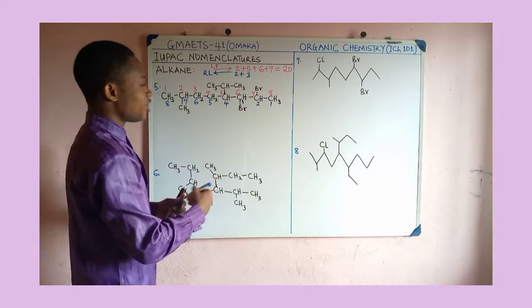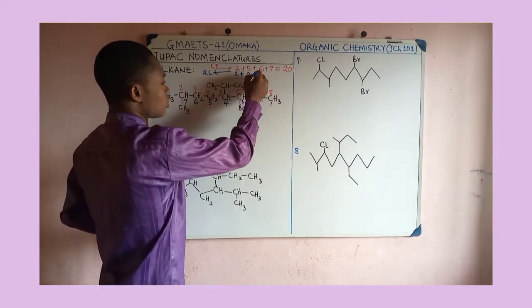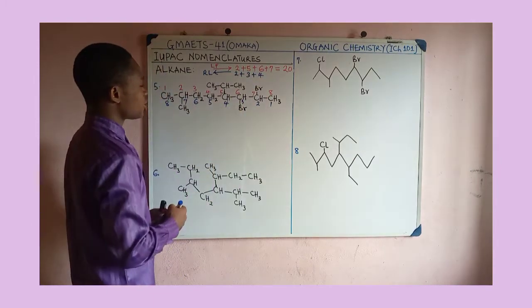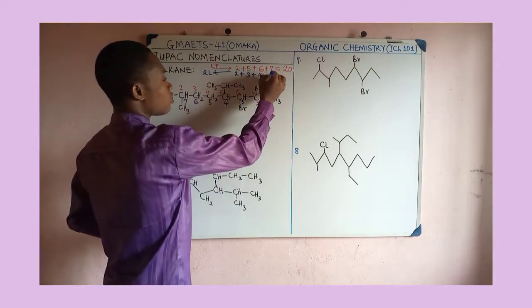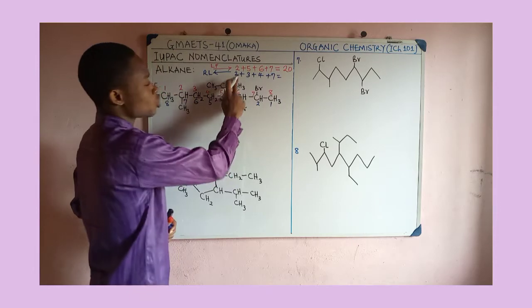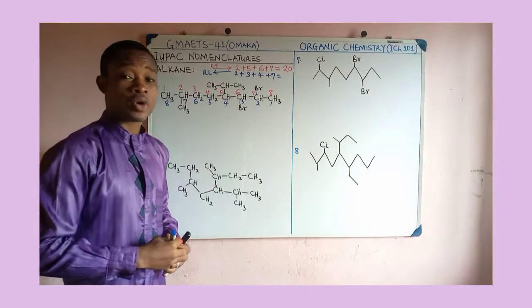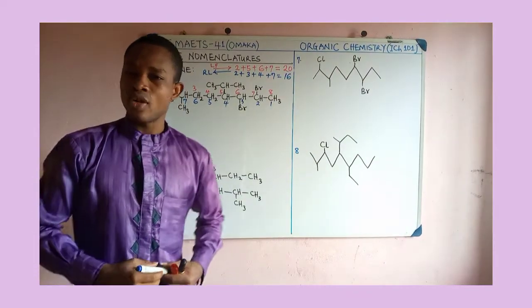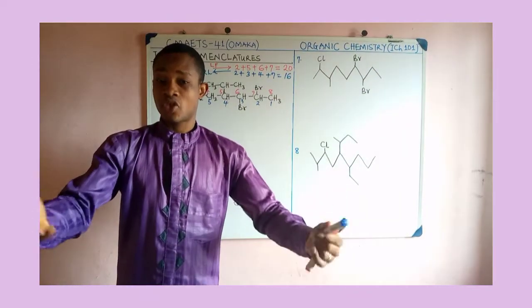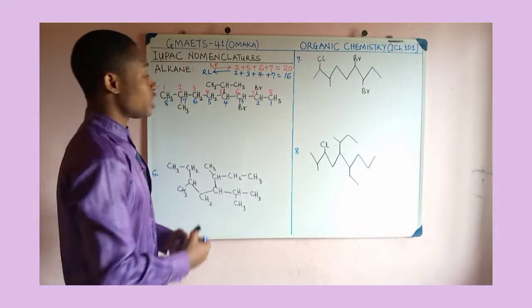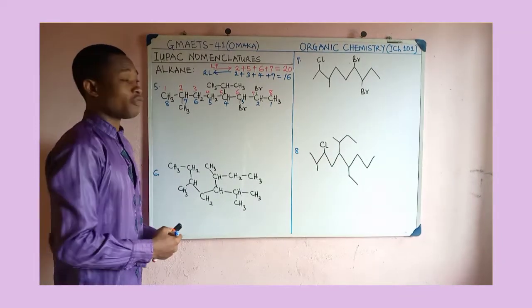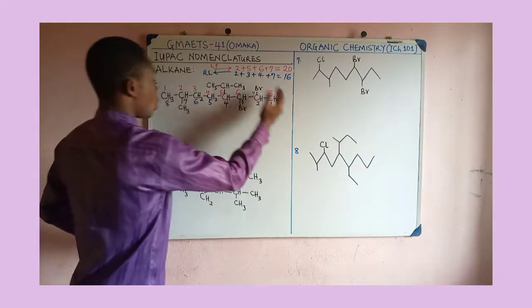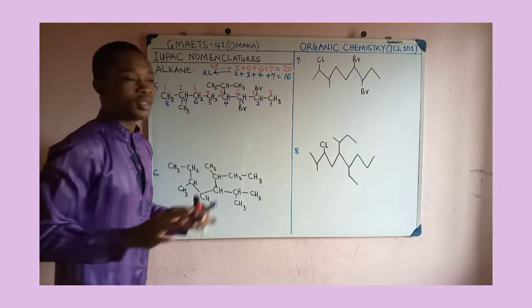But anyway, let's see the end of this. On the fourth carbon atom, we have another attachment. And then on the seventh carbon atom, we have another attachment. Let's add up. 2 plus 3 is 5. 5 plus 4 is 9. 9 plus 7 is 16. 16 and 20, which one is the lowest sum? 16, you are very correct. Therefore, the correct direction to count from is from right towards left.